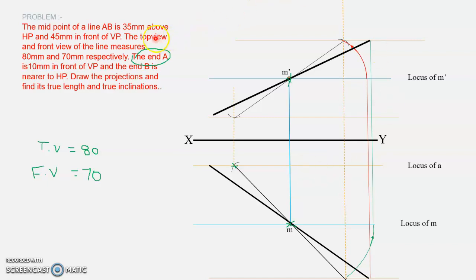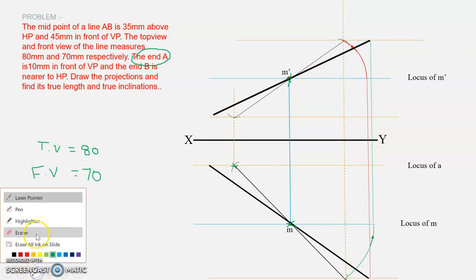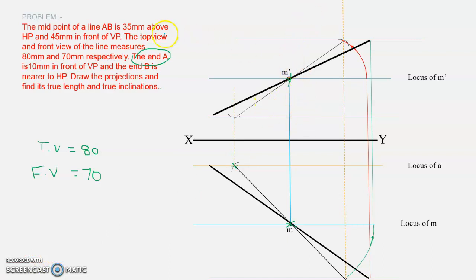Instead of front view and top view, they may also give the true length and its inclination. That's another case. Totally there are two or three cases in the midpoint problem. This is somewhat more complicated than giving the true length and its inclination. Instead of the top view and front view, they will give the true length and its inclinations, phi and theta. The true length may be 80 mm, with theta and phi given.